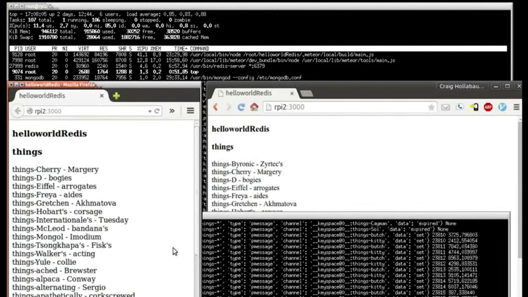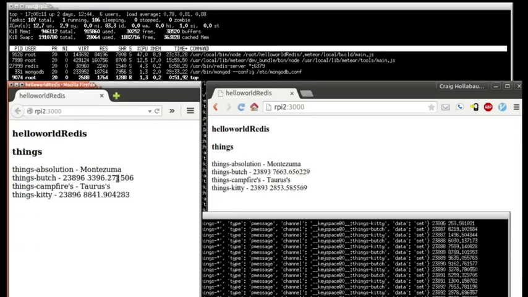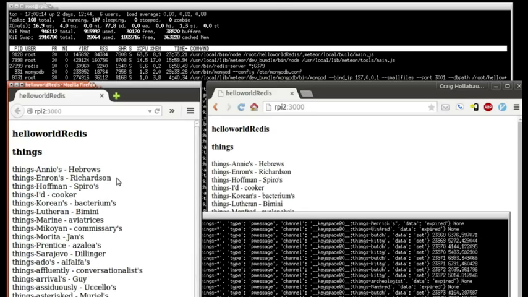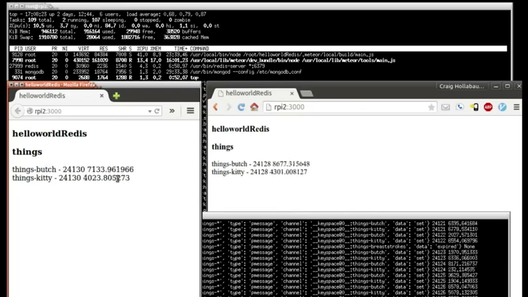So here I'm running on a Raspberry Pi 2. I have Meteor running on top of Node. I compiled Node on the Raspberry Pi. It took about 3 hours to compile it. And then I compiled Meteor, which runs on top of Node.